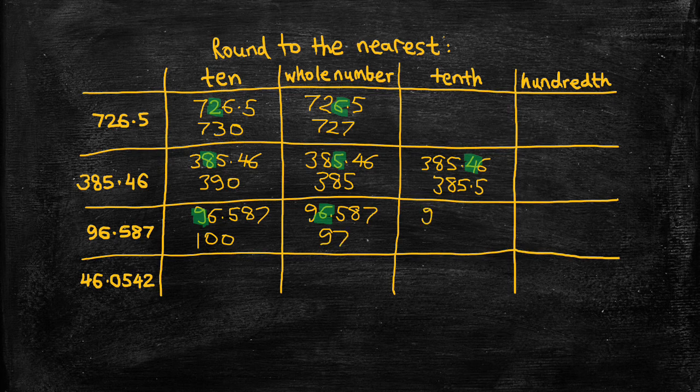Okay, next one. Same number, only we're going to round to the nearest tenth. So we want to know what to do with that 5. Do we leave it as a 5 or round it up to 6? Look at the next digit over, it's an 8, it's 5 or higher, so round the 5 up to a 6.